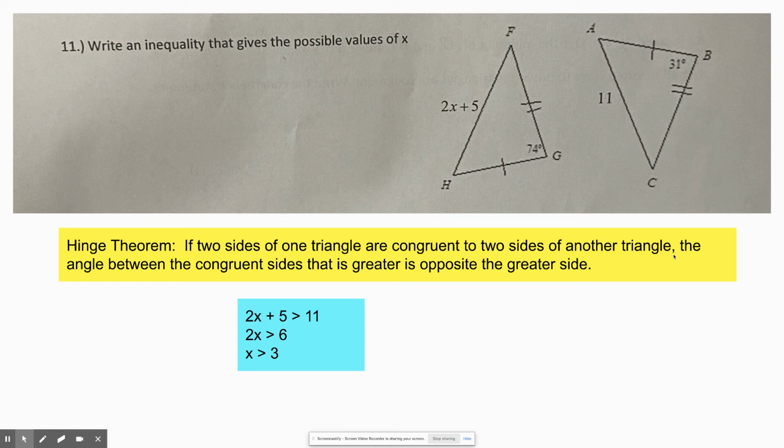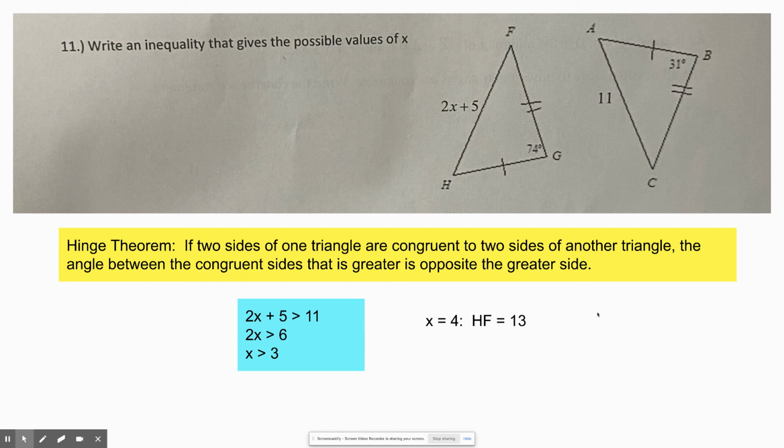So then we just solve this by using your algebra skills, subtracting 5 from both sides, dividing both sides by 2, and I get that x has to be greater than 3. So there's my inequality. So what are some of the possible values of x then? I don't know, pick a number bigger than 3, 4.